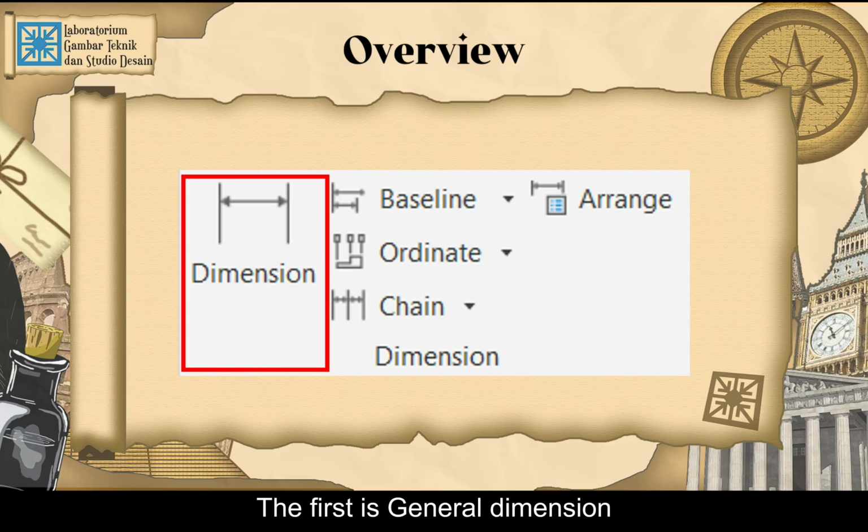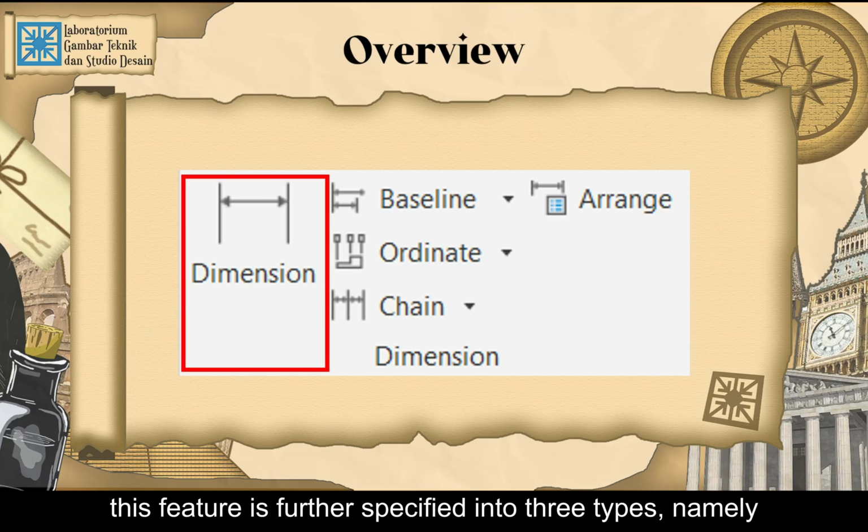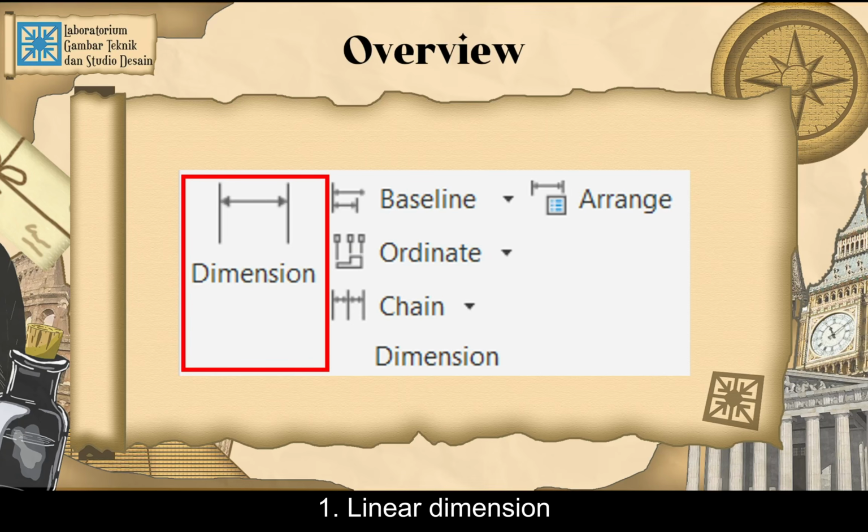The first is general dimensions. This feature is further specified into 3 types, namely 1. Linear dimensions, 2. Radial dimensions, 3. Angular dimensions. This tool can be found on the Dimension tab as shown on the screen.